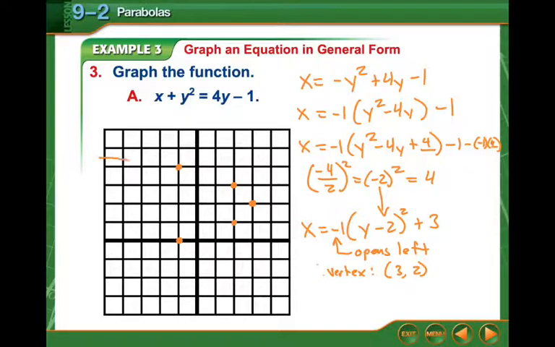So now my drawing skills are really going to be tested going sideways. Not too bad. There's our parabola. First sideways one.